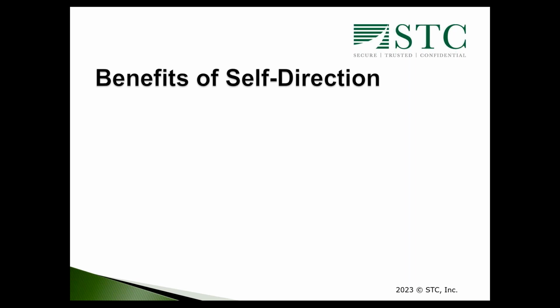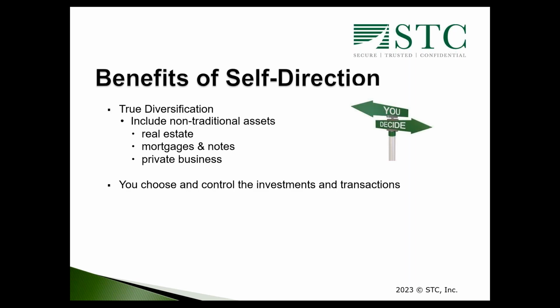Now, I do want to discuss briefly why you might be interested in self-direction. What are the benefits? Probably one of the biggest, and a major reason that many people choose self-directing some of their retirement assets, is that they can diversify into asset types that might not be permitted if you're, say, with a bank company or an investment company. You can invest in things like real estate, mortgages, notes, private businesses, precious metals. Sometimes banks will not hold those types of assets for you in a retirement account. So it does permit you to truly diversify into a wide variety of types of assets.